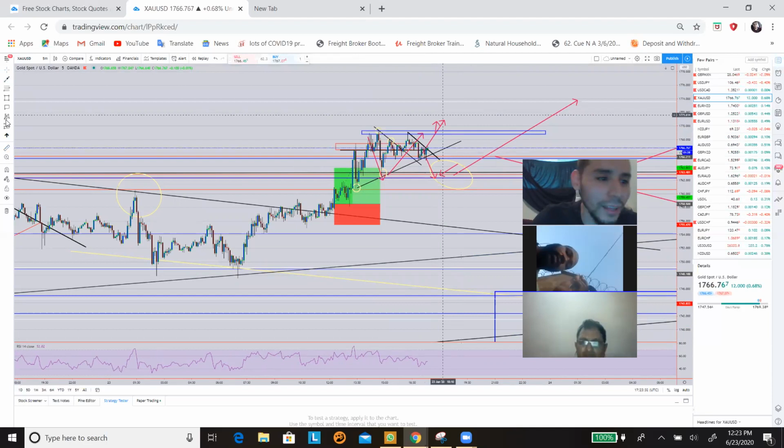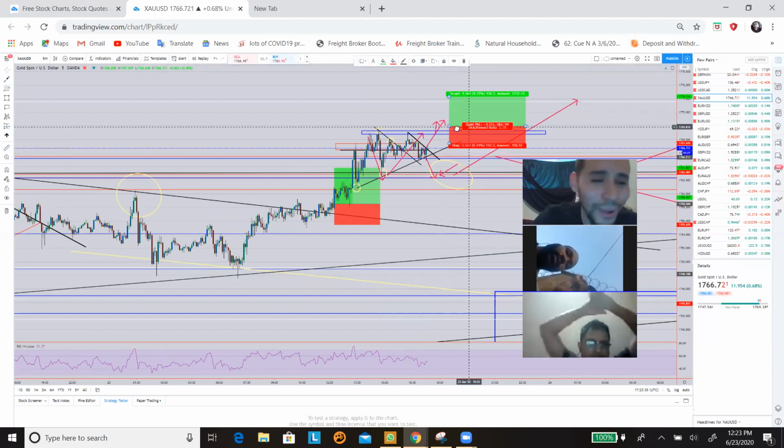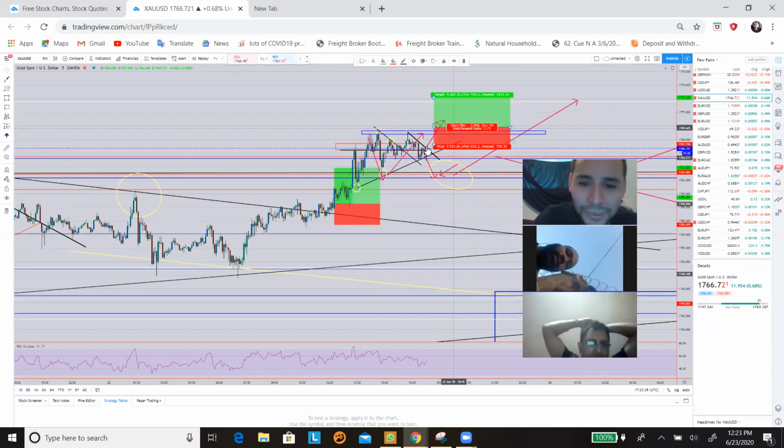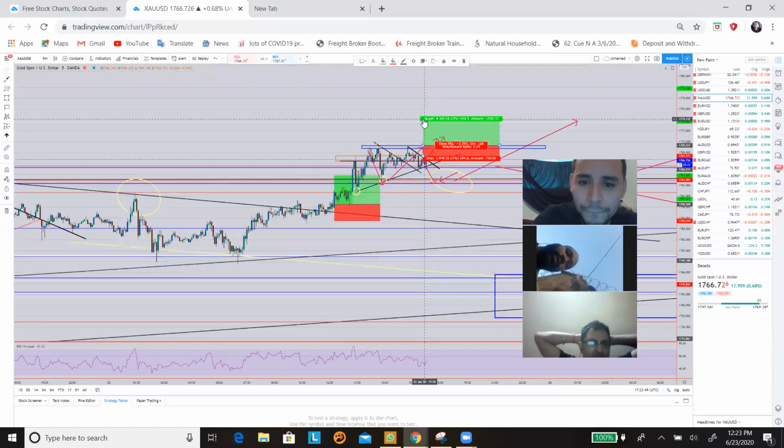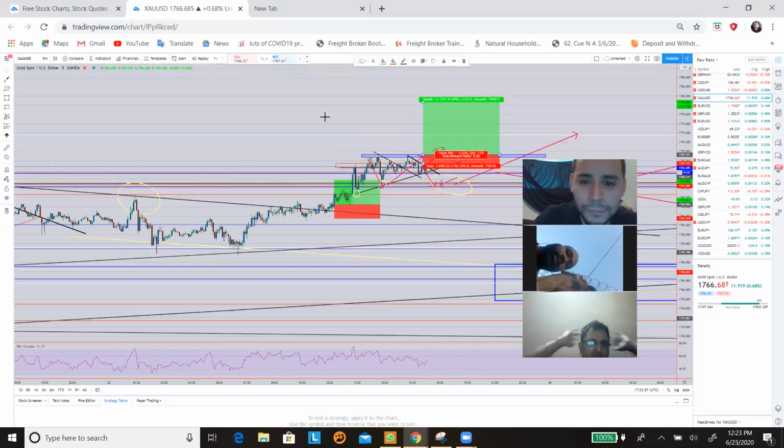My risk will be if I get a nice bullish move candle up here. This is coming off of a 5-minute entry here. Stop loss right here, about 20 pips. Targeting 1780, which I was targeting. Right there.